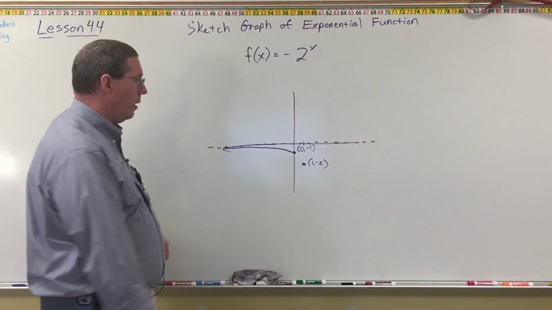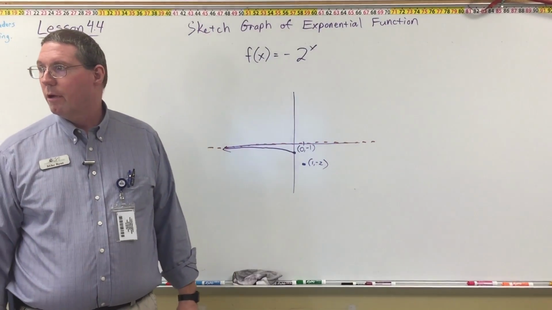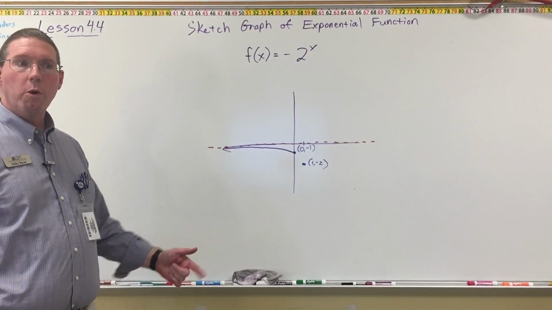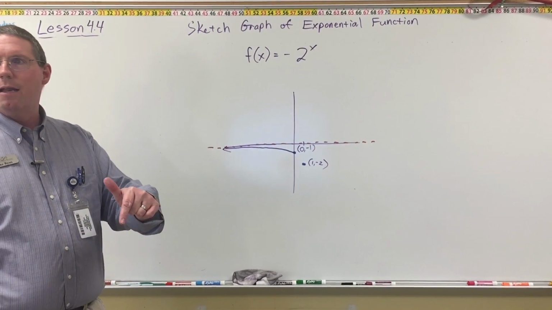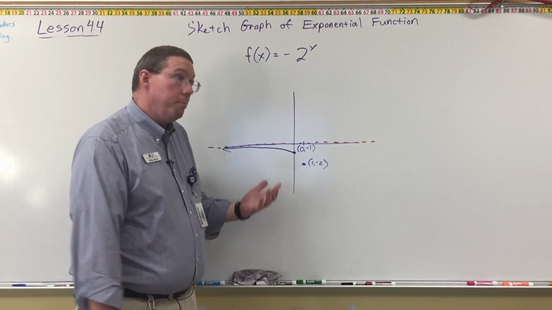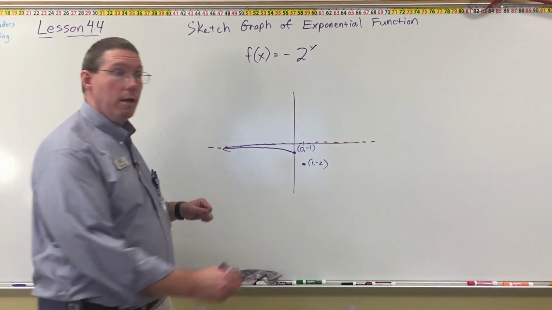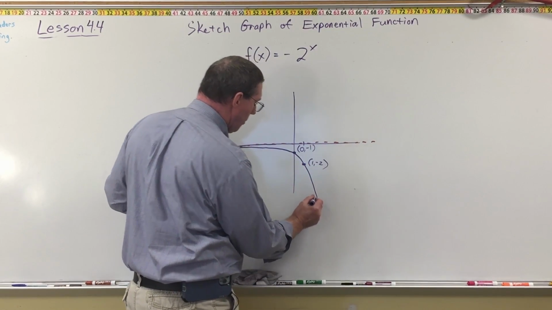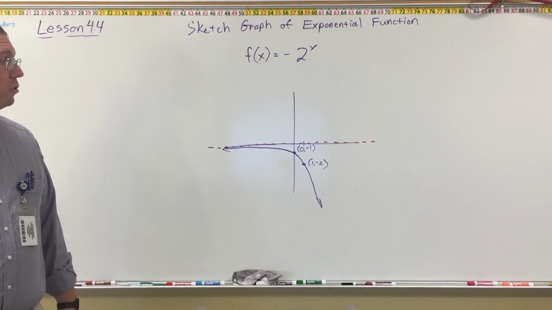I'll go ahead and throw an arrow on there. You can do it later. I'll do it now. And then what did we do forward? Forward through the points and steeper. Steeper could mean down, steeper. Okay? Forward through the points and steeper. There we go. There's our negative 2 to the x.